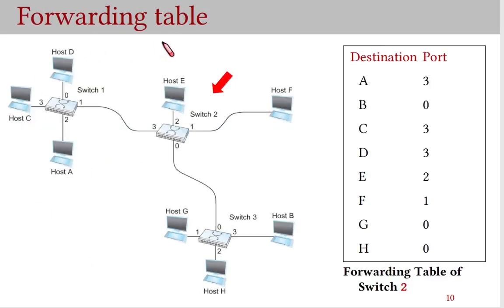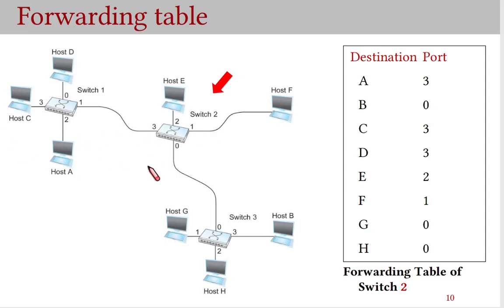Here is an example of a forwarding table. In this example network, we have three switches: switch 1, switch 2, and switch 3. Hosts A, C, and D are connected to switch 1, host E and host F are connected to switch 2, and the remaining three hosts B, H, and G are connected to switch 3. This is the forwarding table of switch 2.